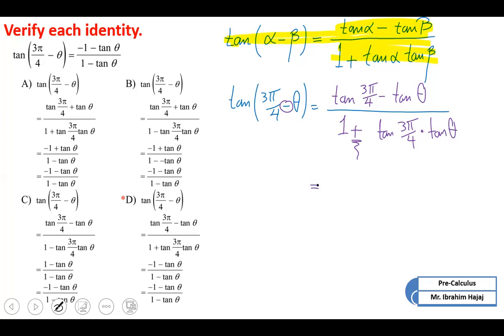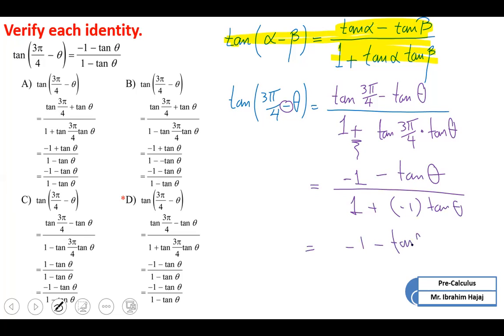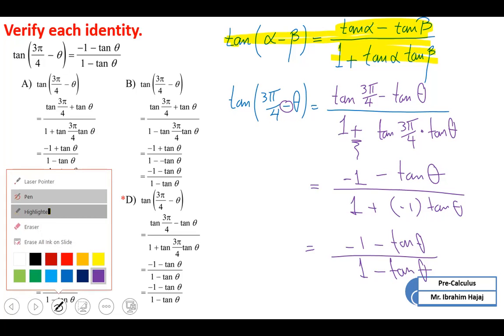Tan 3 pi over 4, we know it, it's negative 1, because 3 pi over 4 is in the second quadrant, so tan is negative, and this is coterminal with pi over 4, or you can do it in the calculator. So we have negative 1 minus tan theta over 1 plus negative 1 times tan theta. So your answer is negative 1 minus tan theta, and then over 1 minus again tan theta. Okay, that's it, leave it. So your answer here is letter D.